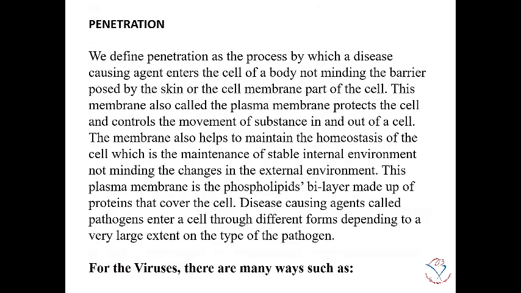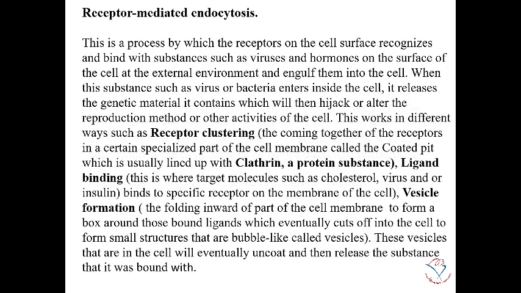The first one is what we call penetration. Here we're talking about the disease being able to attach to the cell, and when it has attached itself to the cell, being able to enter into the cell. That attachment and subsequent movement into the cell is what I term the penetration process. There are many ways this can happen. For the virus, we have what we call receptor-mediated endocytosis. This is when a substance, such as a virus or a bacteria, enters inside the cell. It releases the genetic material it contains, which then hijacks or alters the reproduction method or other activities.